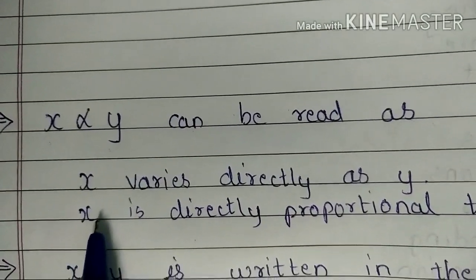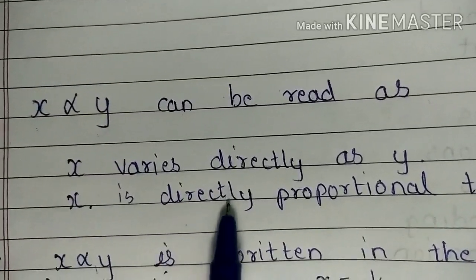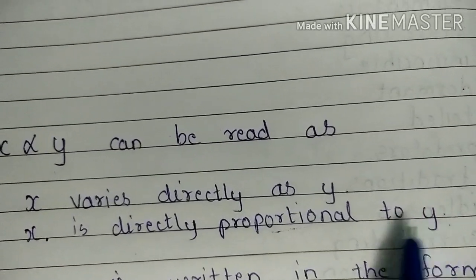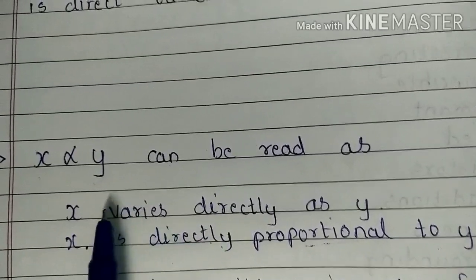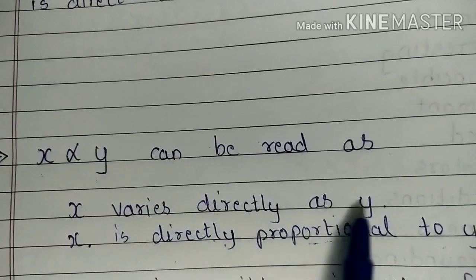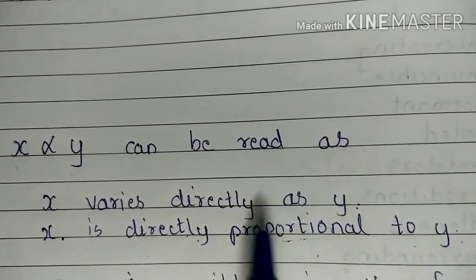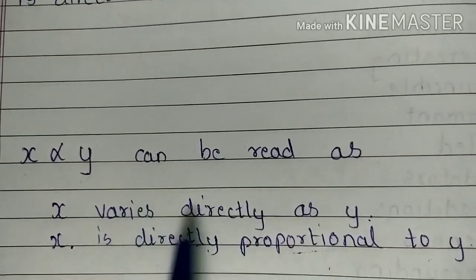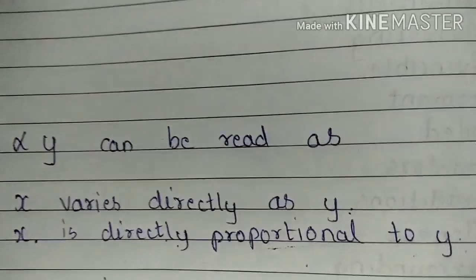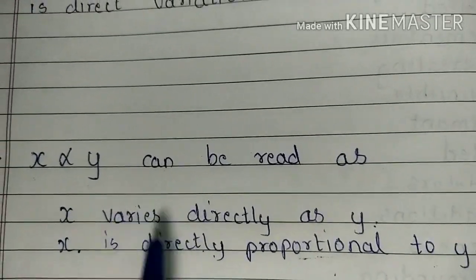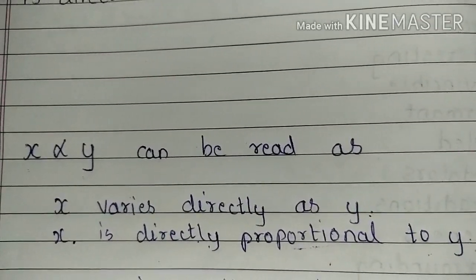Another statement that we can write is x is directly proportional to y. Both are the same. Whether you say x varies directly as y or x is directly proportional to y, it is the same. Both the words, varies and proportional, can be used, and you may come across either one which you will have to write in the symbol form.